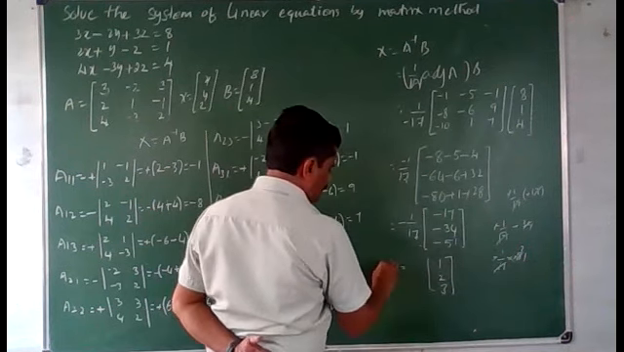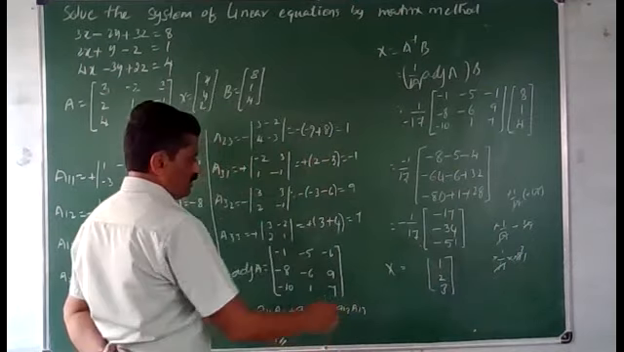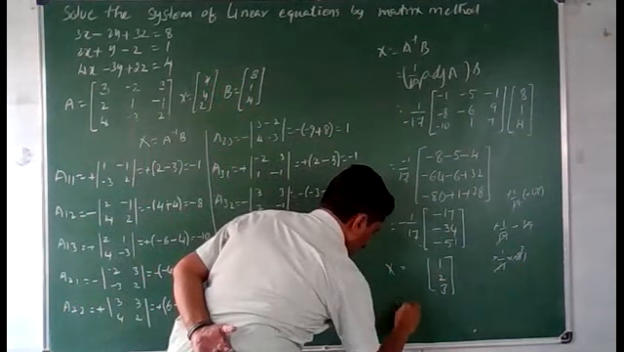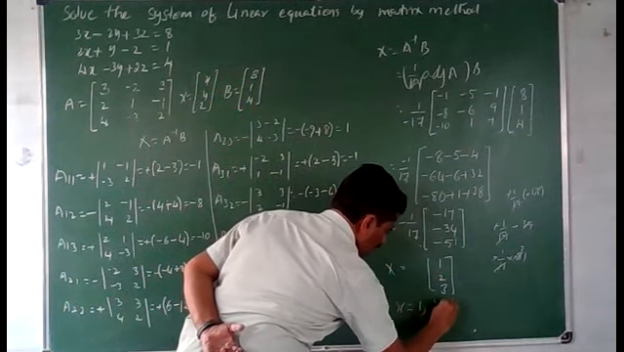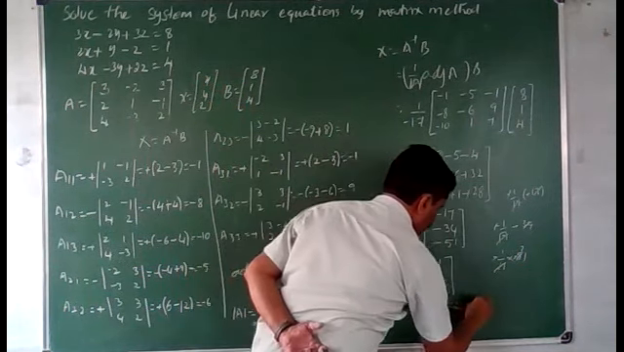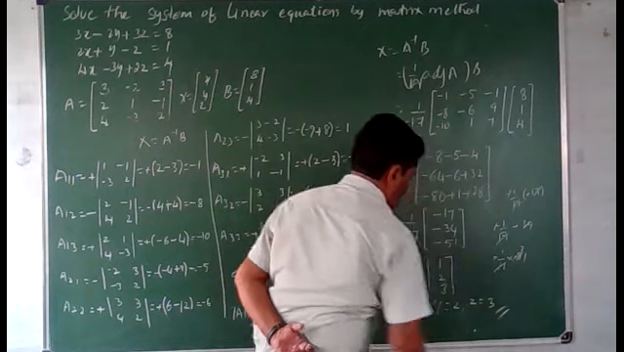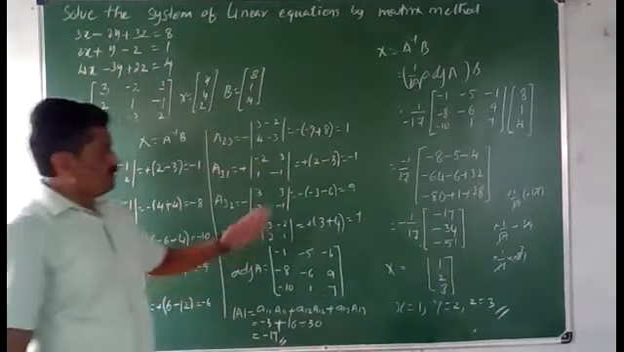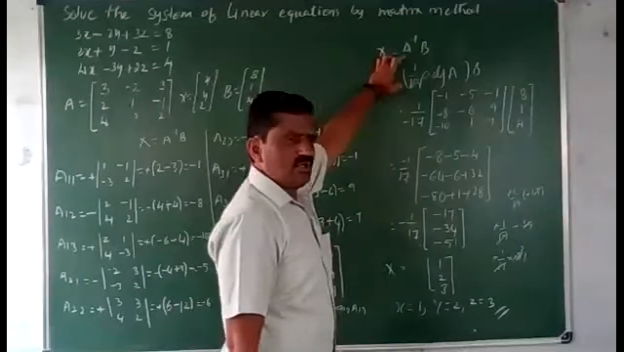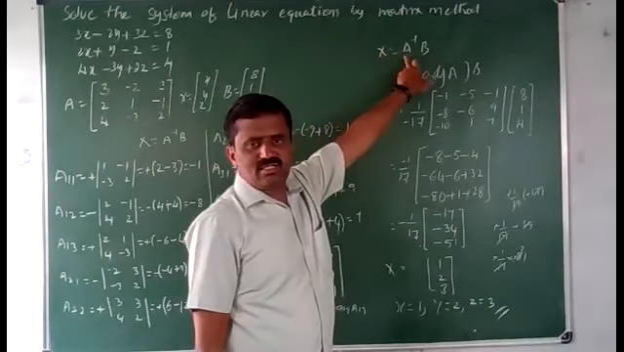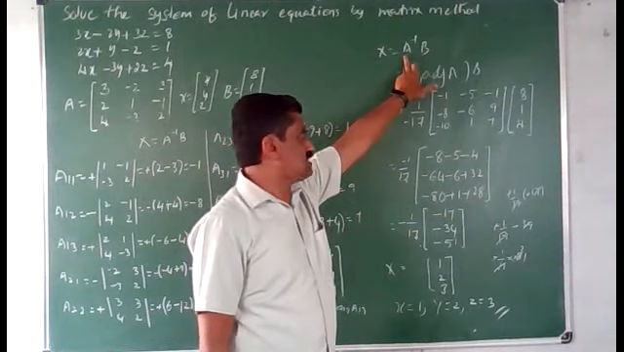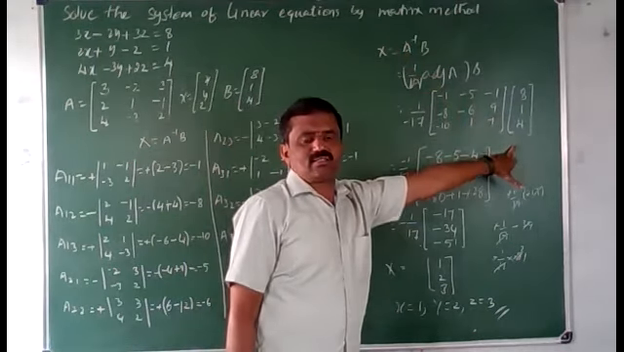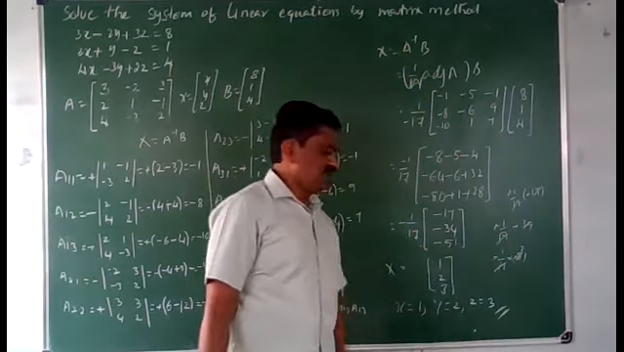So this is what X is. Therefore, what is the X value? X is a matrix having elements x, y, z. Then x is equal to 1, y is equal to 2, z is equal to 3. These are the values of x, y, z. Remember? First find A inverse. We learned in the previous class how to find A inverse. Just multiply the value of A inverse by the constant matrix and go for simplification. You will get the values of x, y, z.